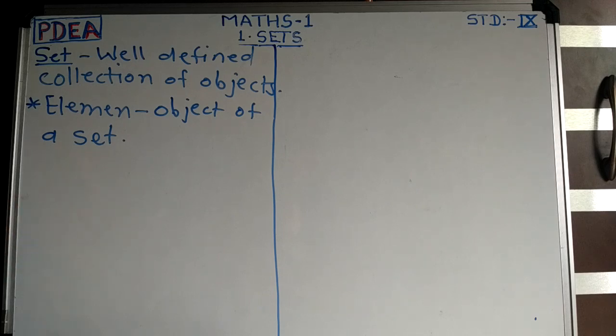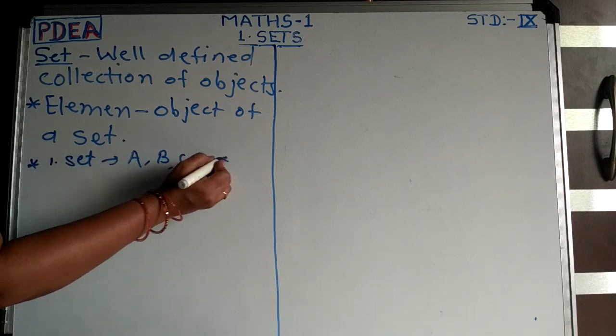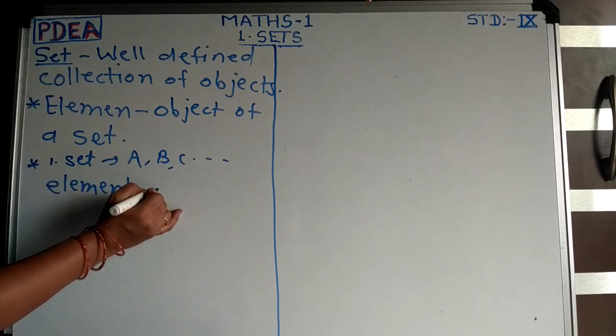Now what about collections of the type, that is, a group of brilliant students in your class or rich people in a village? The definition of these terms changes from person to person. Hence, these types of collections are not sets. Now, a set is denoted by capital letters and elements are denoted by small letters.